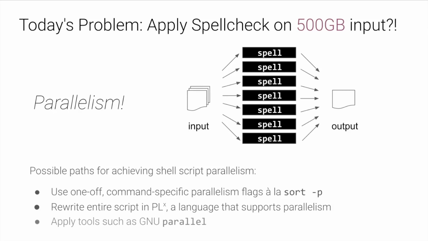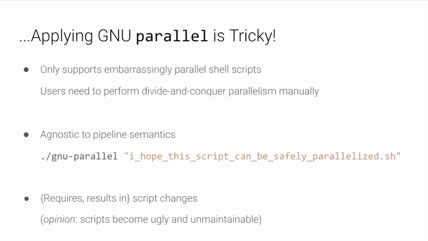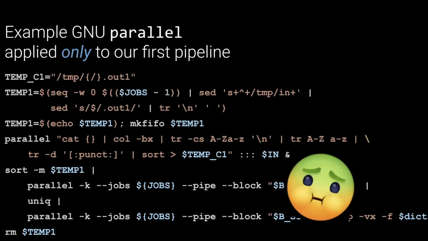Yet another option, and likely our best bet, would be to apply a tool such as GNU Parallel. Unfortunately, GNU Parallel only supports embarrassingly parallel shell scripts, and requires manual effort from its users to discover and map divide and conquer parallelism. It is also agnostic to pipeline semantics, and its application results in script changes, which, as we'll see, leads to ugly and unmaintainable scripts. Take a look at only the first pipeline of the spell checking script. Oops.